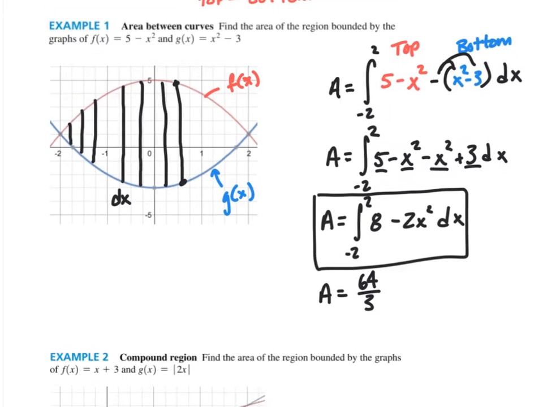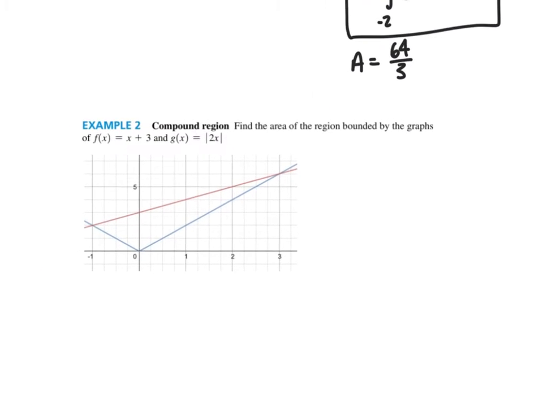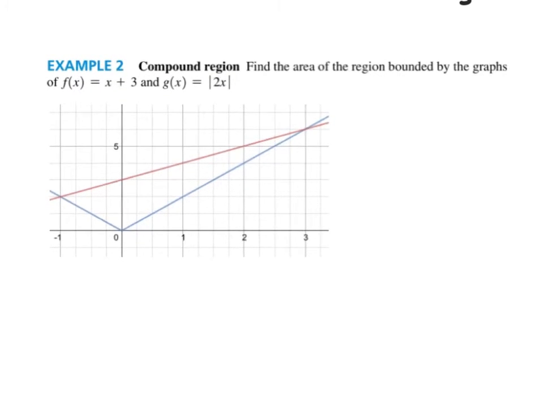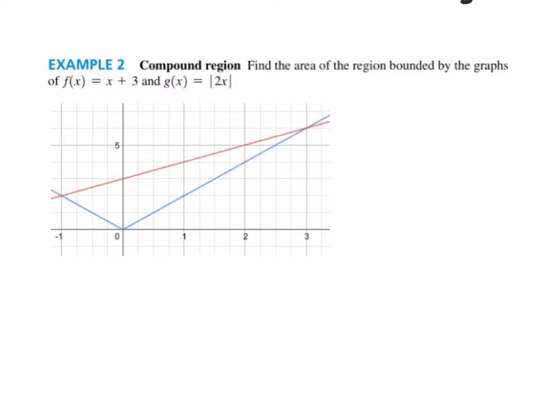So let's take a look at a second example. In this example, we have what's called a compound region. We have this function f of x here, which is x plus 3, that's this linear function here. And then we have g of x equals the absolute value of 2x, and that's this V function here.